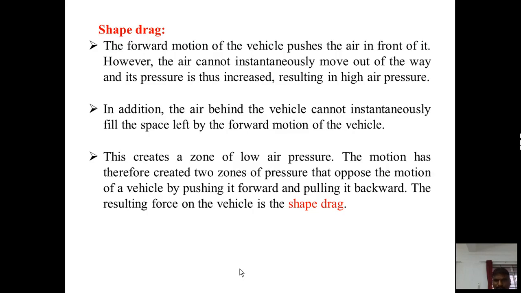Shape drag is when a vehicle moves in a forward direction, the air pushes against the front of it, and the air cannot instantly move out of the way, so its pressure increases, which results in high air pressure. The air behind the vehicle cannot instantly fill the space left by the forward motion of the vehicle. It creates a zone of low air pressure. The motion therefore creates two zones of pressure which oppose the motion of the vehicle by pushing it backward and pulling it backward. The resulting force on the vehicle is the shape drag.